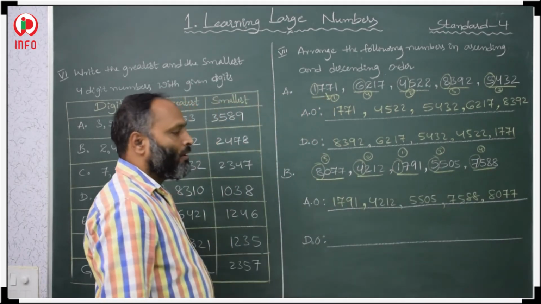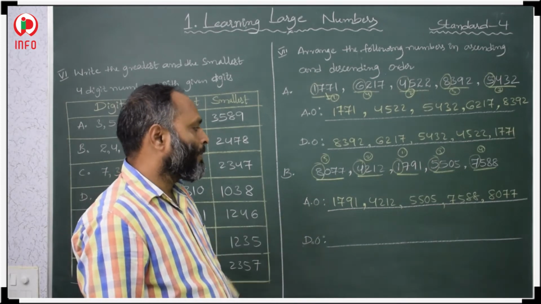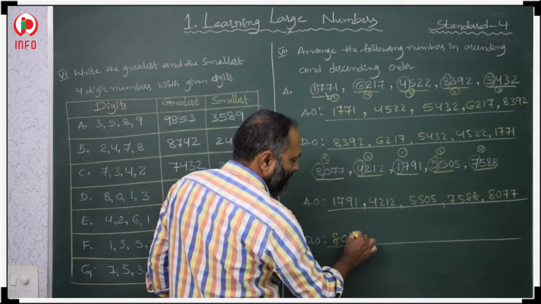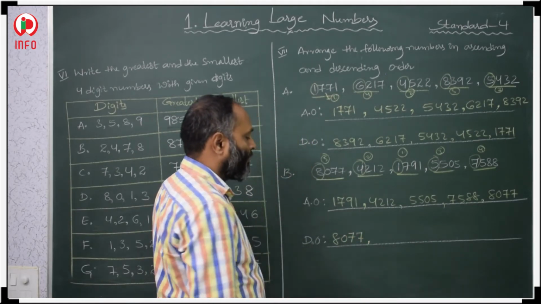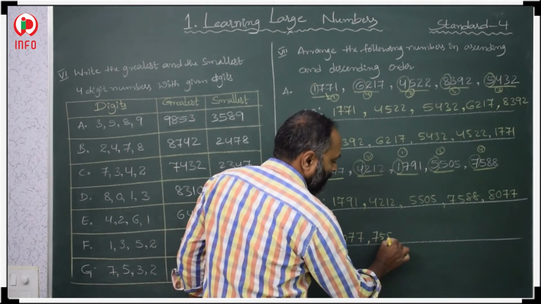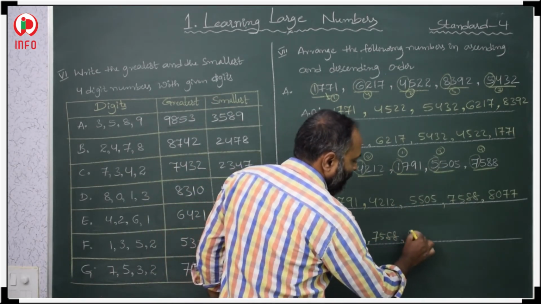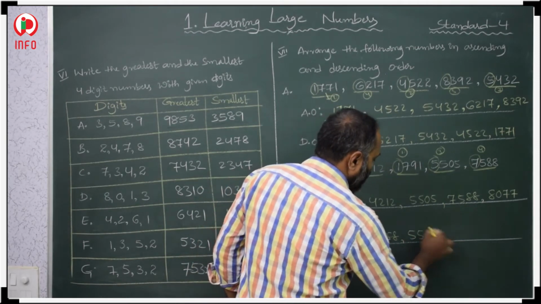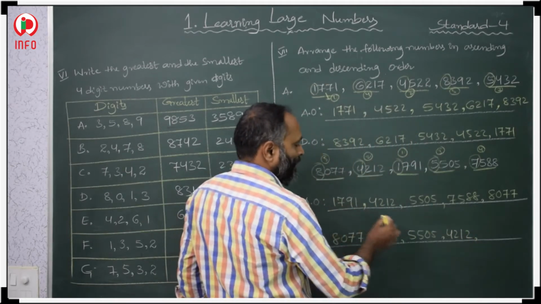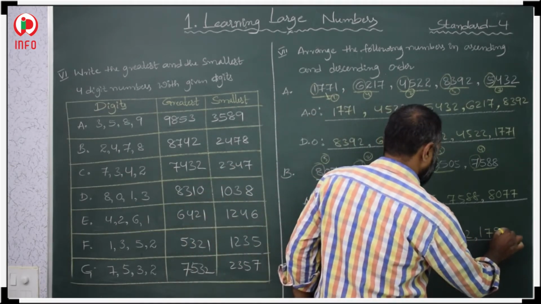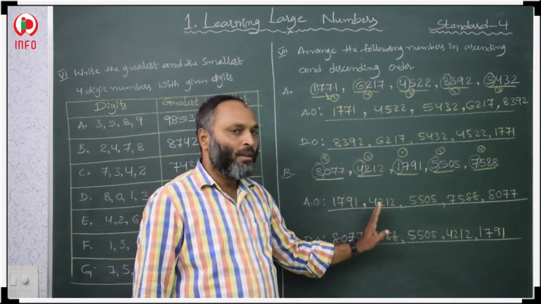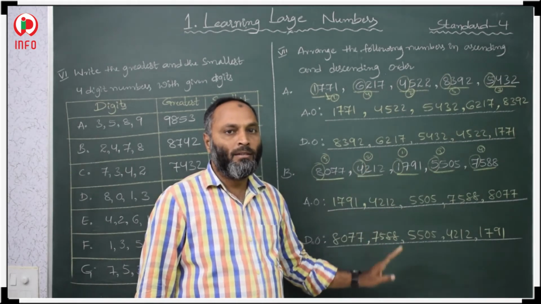Then descending order is also given. Descending order is vice versa. The last one will come first, from bigger to smaller. 8077, the last one comes first here, the second last one here, the second one, and here the third one. In this order we have to write ascending order and descending order. This is the procedure for how to write ascending order and descending order.